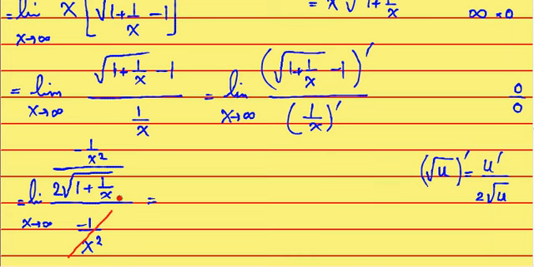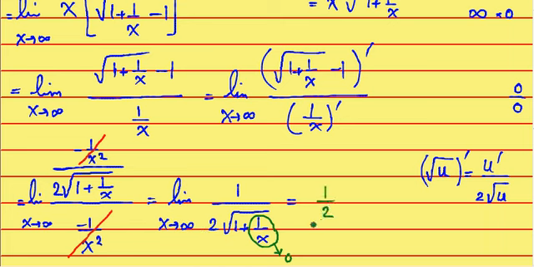This minus 1 over x and minus 1 over x cancel each other out, and what we are left with is the limit of, so this is not L'Hospital rule anymore. It's just a simple algebra simplification. 2 over 1 plus 1 over x as x goes to infinity. But when x goes to infinity, the 1 over x is going to go towards 0. We are left with 1 over 2.